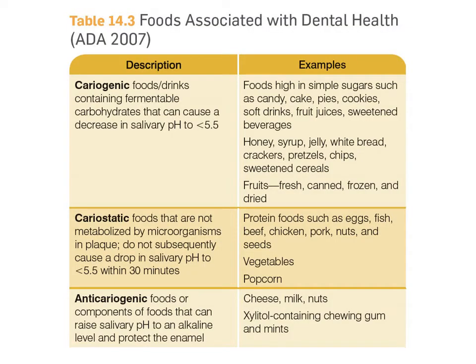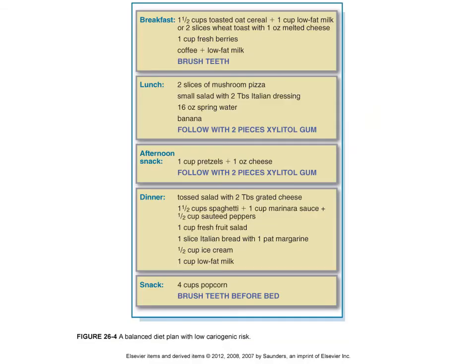So again, here we have our examples of cariogenic, cariostatic, and then anti-cariogenic. And to give you an example, ideally what we would see if you're trying to care for your teeth, the biggest thing is that we want to brush our teeth after breakfast and before bed. And then, having the xylitol gum after lunch or after a snack helps increase salivation, which then rinses off the teeth and reduces the risk that the carbohydrates will sit on the teeth and cause cavities.